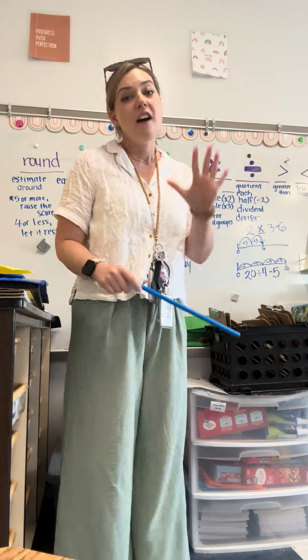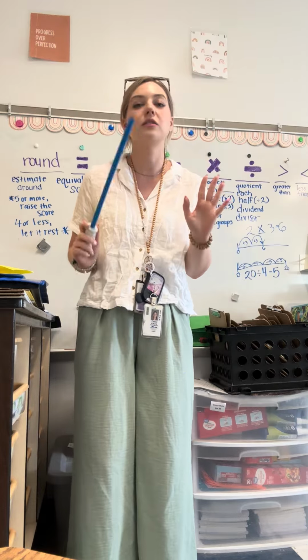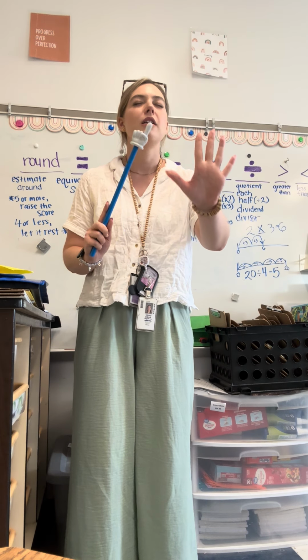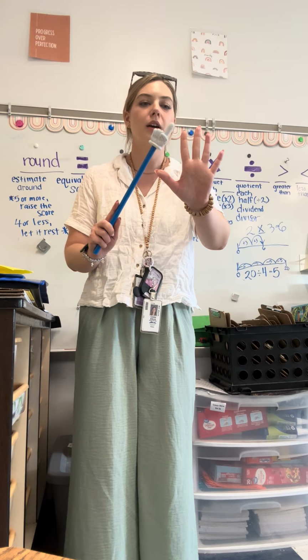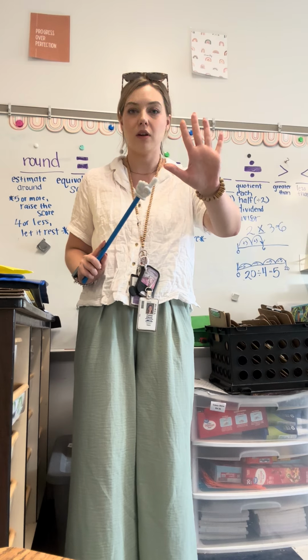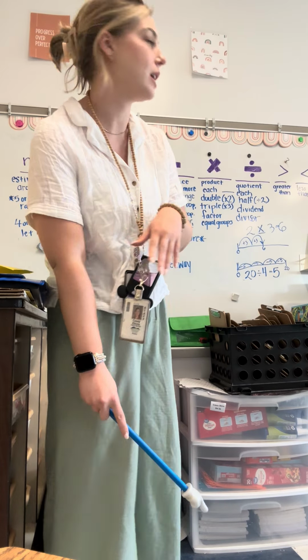If I have 5 groups of students, and I'm going to give each of them 4 Skittles, because Skittles are delicious. I have 5 students, 4 Skittles. 4, 8, 12, 16, 20. All right, so that is 20 Skittles total. I multiply 4 times 5 to get 20.